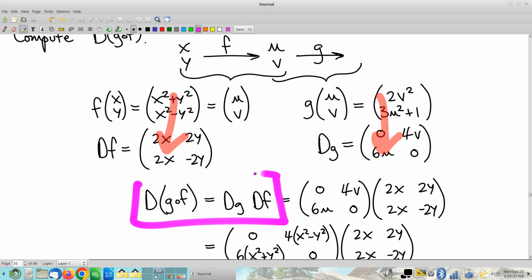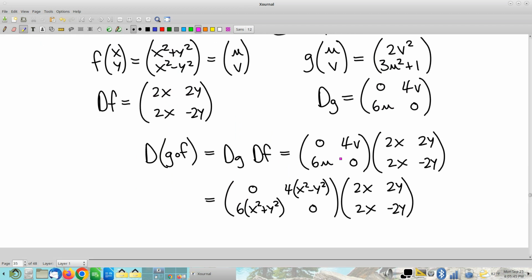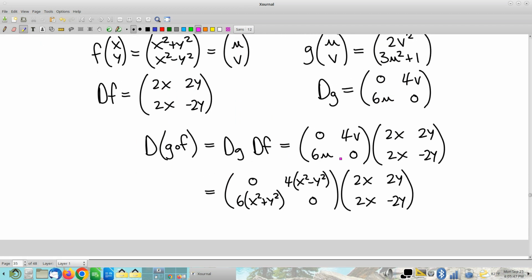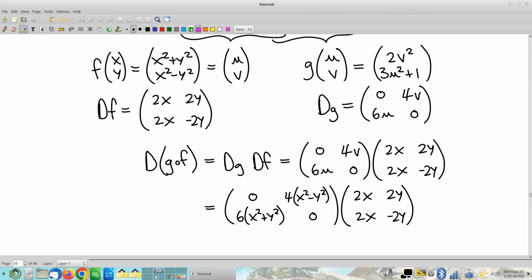Derivative of the composition is the product of the derivatives. Again, don't worry about what's evaluated where. The choices of our notation will keep track of that for us. Just write them down, right? And in particular, notice that our answer has u's and v's in it.